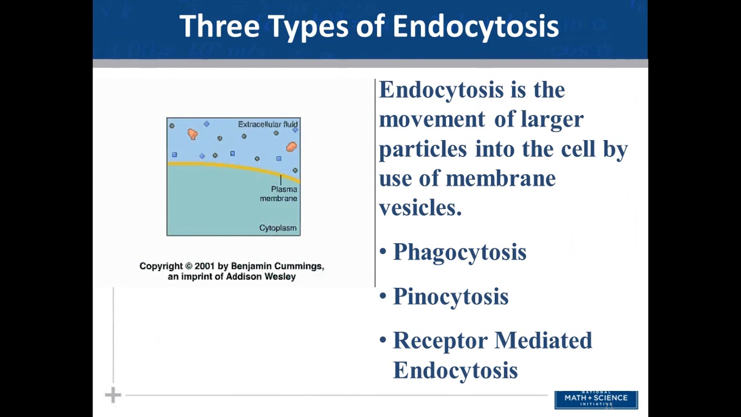So the last type of transport across the membrane is endocytosis and exocytosis. And in order for these larger molecules to move across the membrane, you're going to need little membrane vesicles. So endocytosis is the movement of larger particles into the cell by the use of these membrane vesicles. There are three types of endocytosis. There's phagocytosis, which is often called cell eating. There's pinocytosis, which is often called cell drinking, and there's receptor-mediated endocytosis. So let's look at a little video about endocytosis in general.